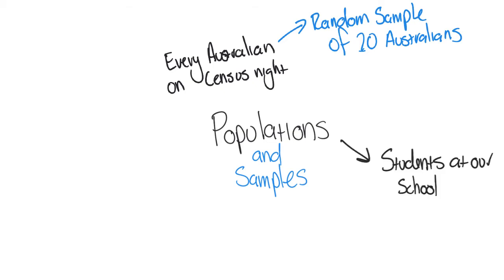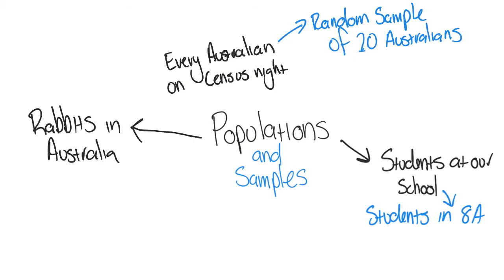Another example of a population are students at our school. So we're talking about every single student at our school. Whereas a sample, which is a smaller group, could be students in 8A. So it's a smaller group, it's a particular group of students rather than the whole group of students. Another example of a population are the rabbits in Australia. So that's every single rabbit in the entire country. Whereas a sample could be maybe the rabbits that are observed on a particular day or within a particular time frame.